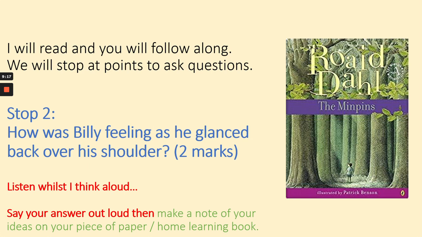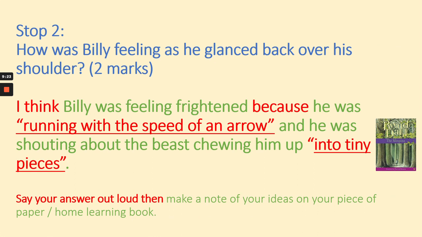Now, can you have a listen while I think out loud to answer this question? How was Billy feeling as he glanced over his shoulder? I think Billy was feeling frightened, scared, because he was running with the speed of an arrow. Wow, that's pretty quick. And he was shouting about the beast chewing him up into tiny pieces.